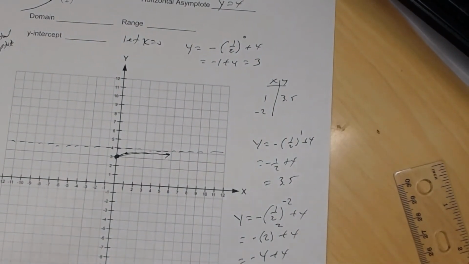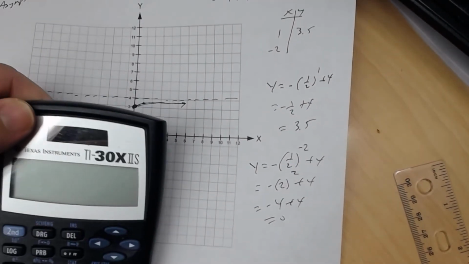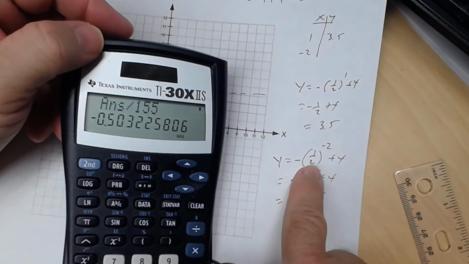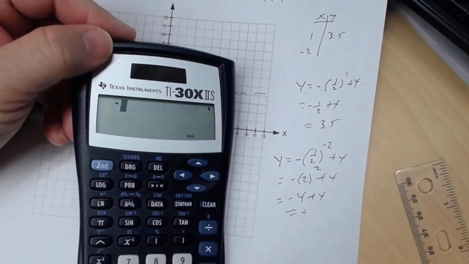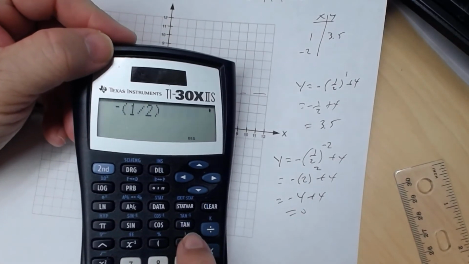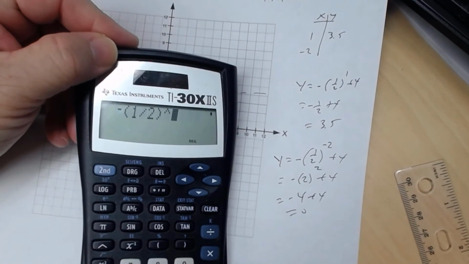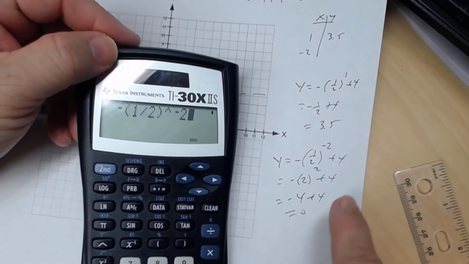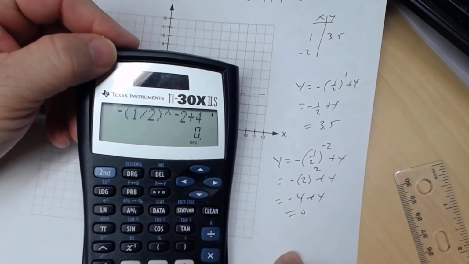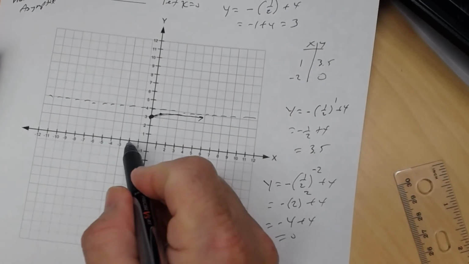But if you didn't remember that, then use your calculator. Don't guess at it and get it incorrect. You have access to a calculator. What you would do in your calculator is say negative, in parentheses, 1 divided by 2, close the parentheses, then raised to the negative second power, and then add 4. When you do that, you get 0, which is what it's supposed to be. So you get negative 2, 0. So negative 2 zeros here.